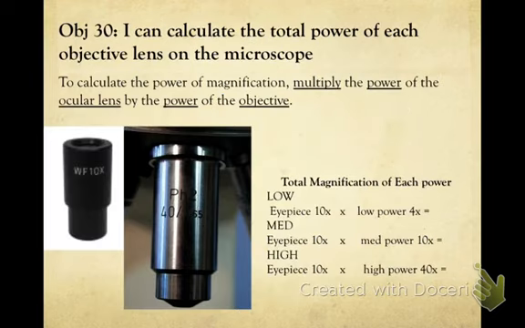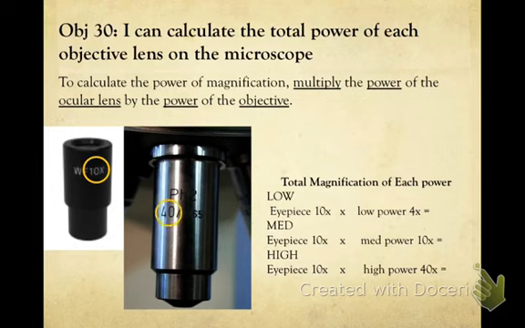Here it is. I can calculate the total power of each objective lens on the microscope. To calculate it, we are going to multiply the power of the objective lens by the power of the ocular lens. And so you can see here, where's my little circle? There it is.